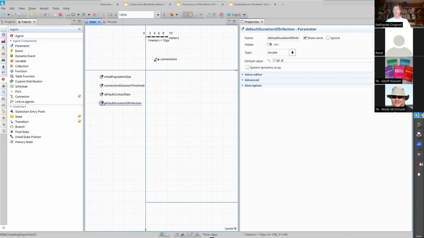Do you want a default immunity duration as well or not? Yes, I probably should have that. I don't have it down in my notes, but thinking ahead, I should probably have that. Default immunity duration. Thank you, Wade. And we'll use that 45.